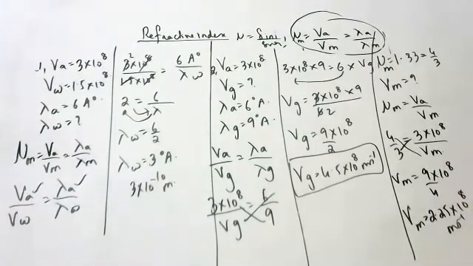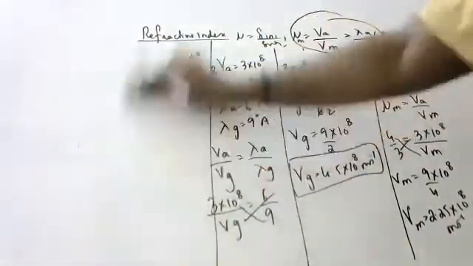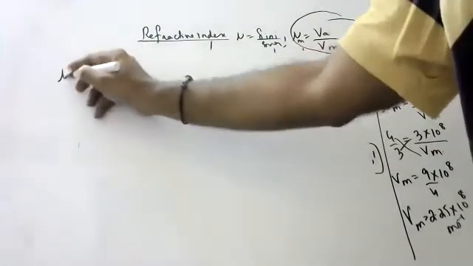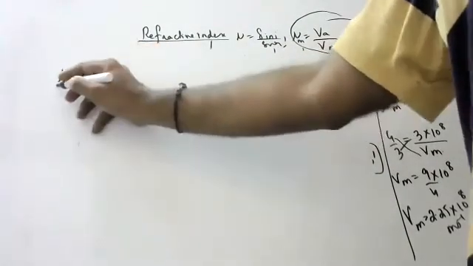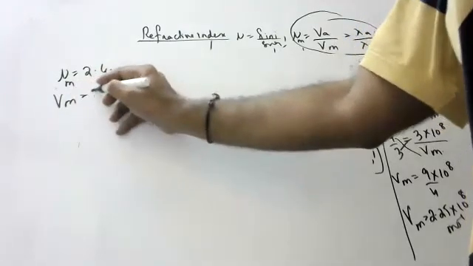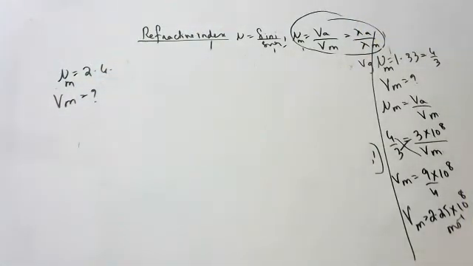Like this. Suppose you didn't understand, one more question. Refractive index of a certain medium is 2.4. What is the velocity of light in that medium? This is the question. Refractive index of some medium is 2.14. What is the velocity of light in that medium? Vasha, can you tell how to say it?